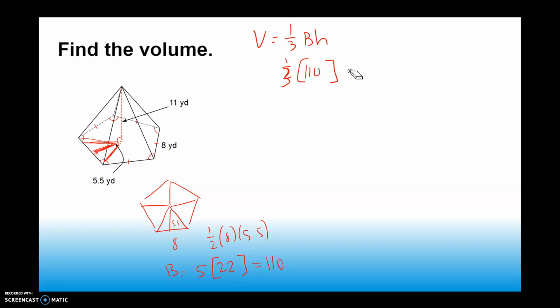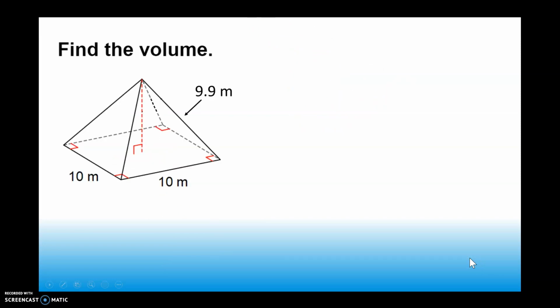And then for my H, well, how tall is my pyramid? 11. So 110 times 11 divided by 3 gives me a volume of 403.3. All right, so those ones are pretty easy. The ones that are more challenging are the square ones. Let's try one more. If you want to pause and try this one on your own, go for it.